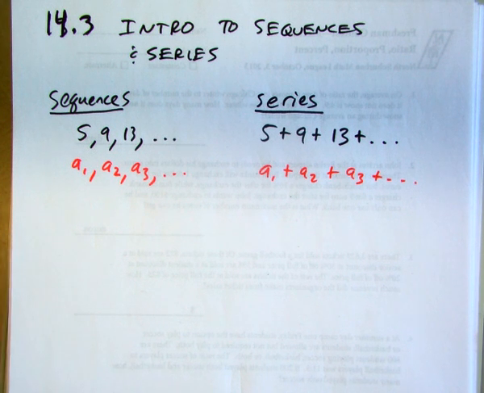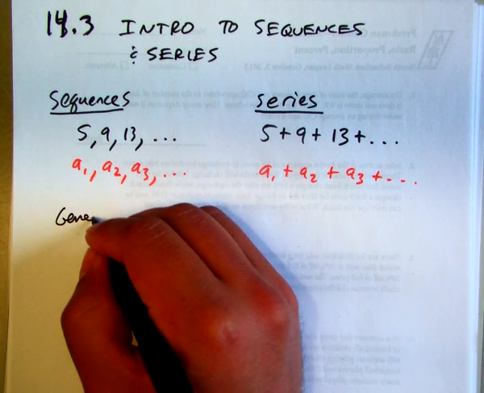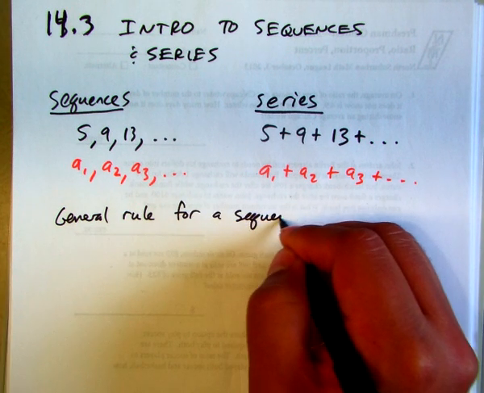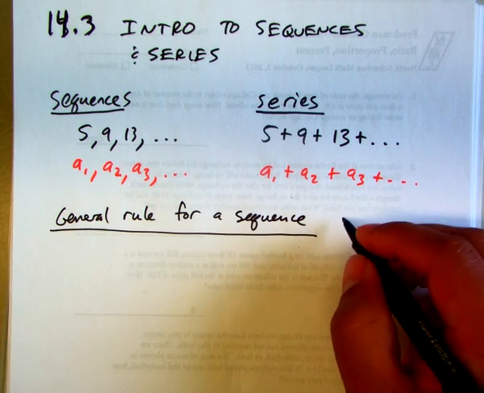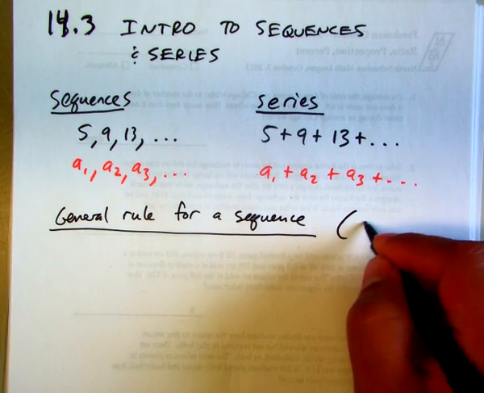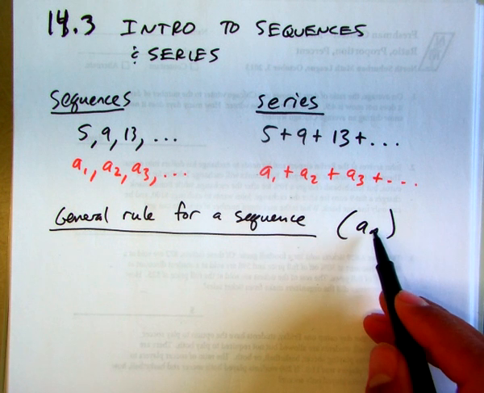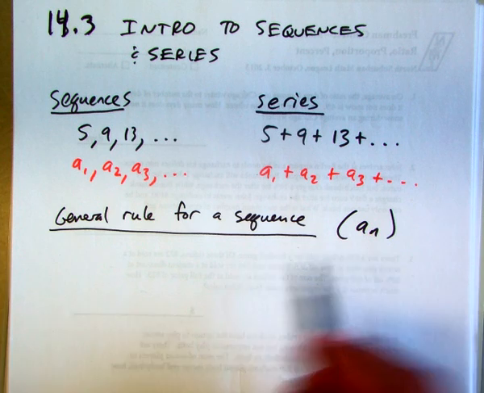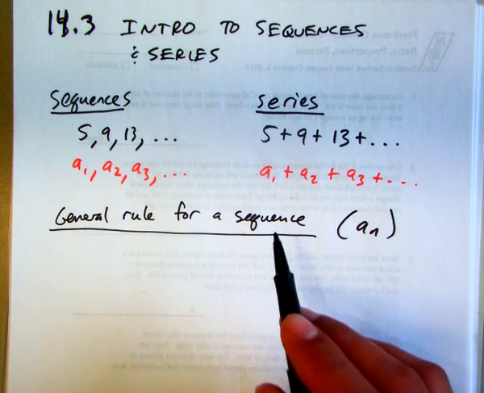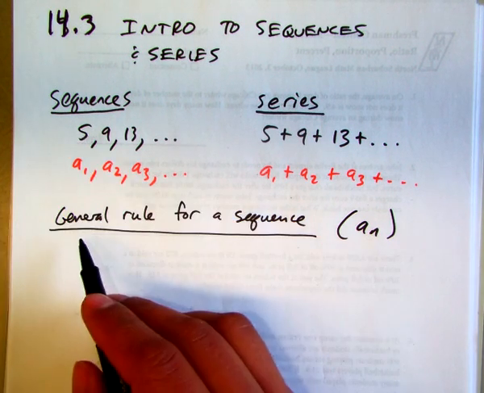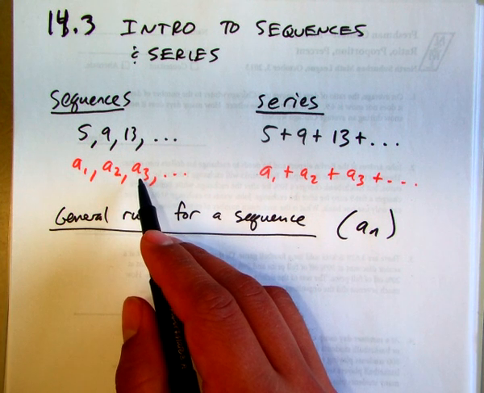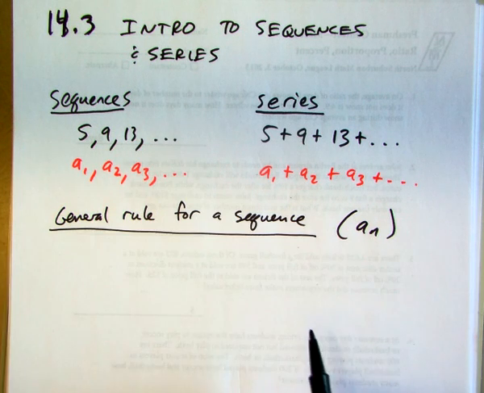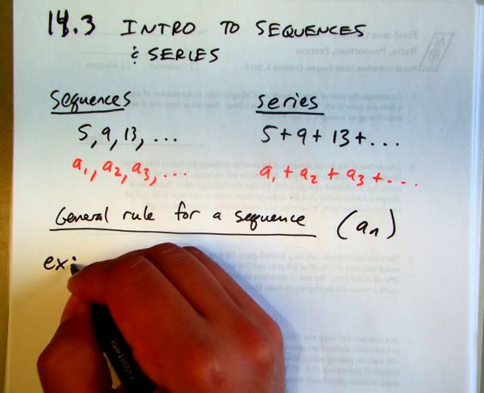Now, the general rule for a sequence, that's what we mean by a sub n. A sub n represents the nth term of the sequence, meaning if I wanted to find the first term, I could plug in 1 into some formula and it would spit out 5. If I wanted to figure out the third term of a sequence, I can plug in 3 into a formula and it'll spit out 13 as the answer. Okay? So here's what it looks like.